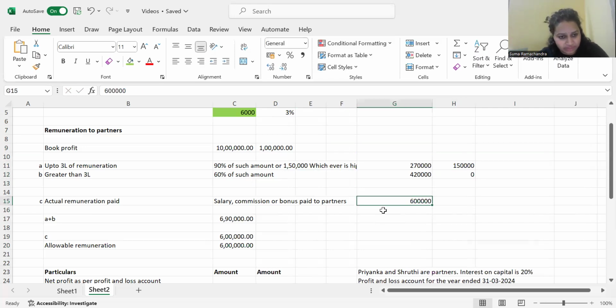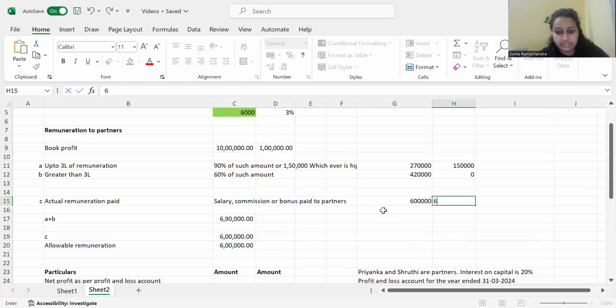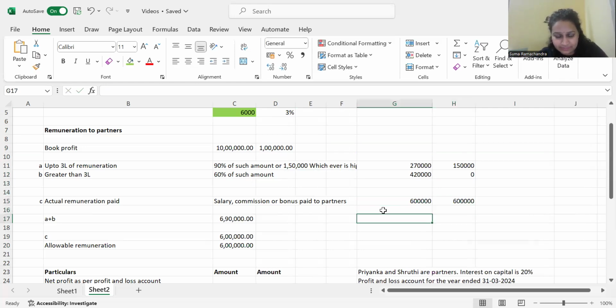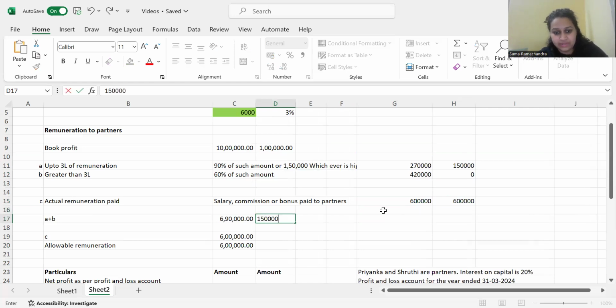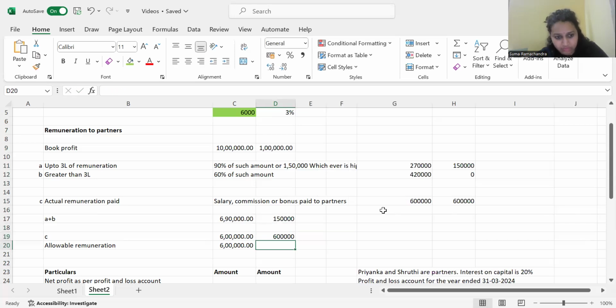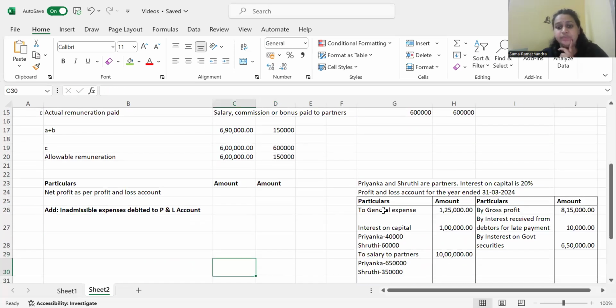Imagine if my actual remuneration paid was still 6 lakh rupees. I'm going to consider 1,50,000 A plus B, 1,50,000 or 6 lakh. So out of these two, whichever is lower is to be considered as allowable remuneration. So it is going to be 1,50,000. I hope this concept is clear now. With this concept, let us move to a question.